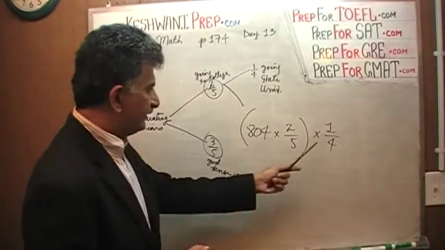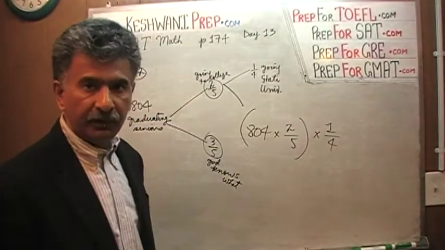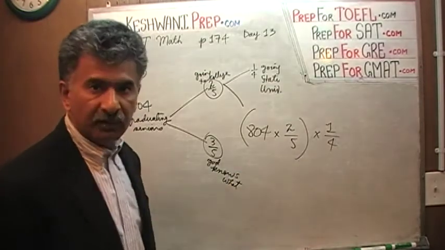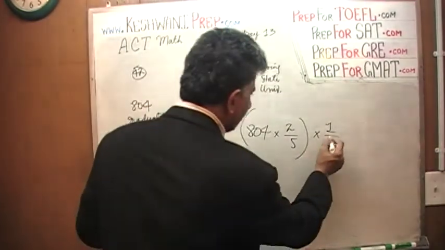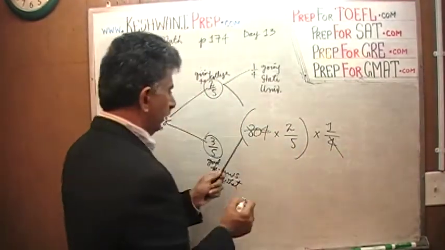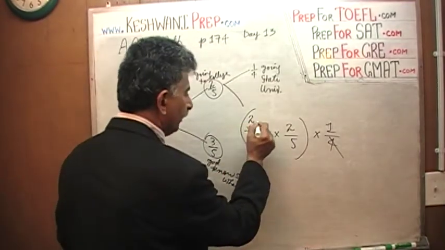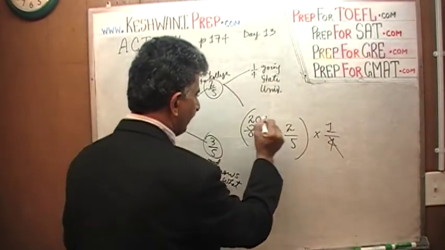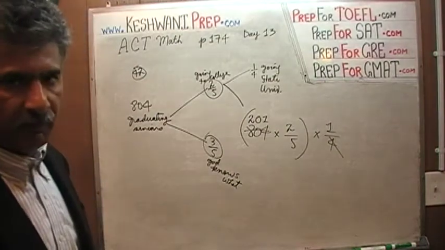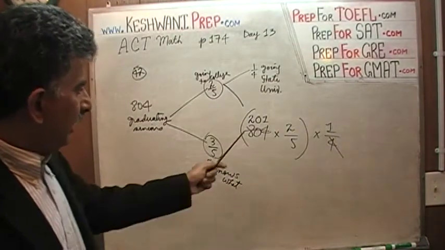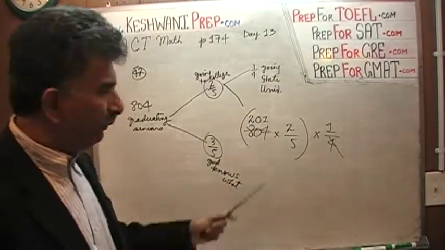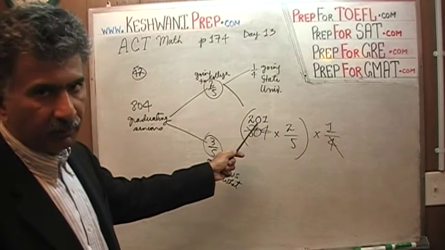Follow me. I see a 4 here, and I see 804 here. Obviously, we can divide top and bottom by 4. Cross out the 4. 8 has 2 4s in it, 0 has no 4s in it, and 4 has 1 4 in it. In other words, 804 divided by 4, of course, is 201. I see 201 and I see 5. I'm going to pretend that 201 is about 200.